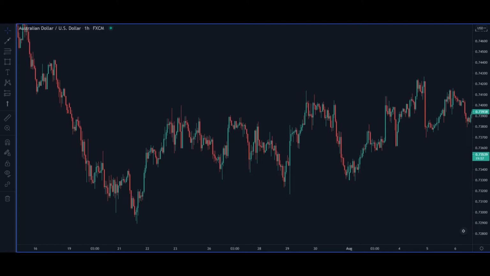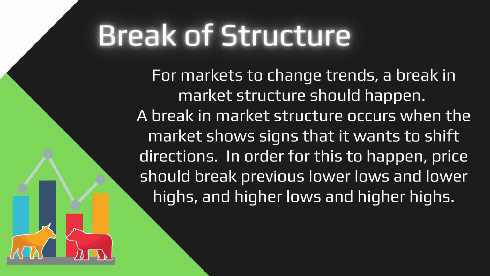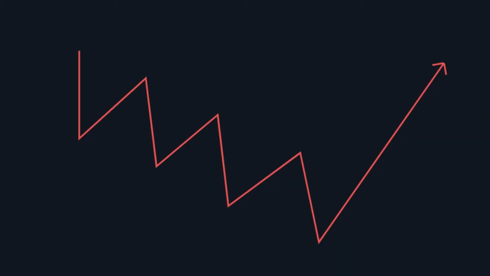But first, let's define break of structure. For markets to change trends, a break in market structure should happen. A break in market structure occurs when the market shows signs that it already wants to shift in direction. In order for this to happen, price should break previous lower lows and lower highs, as well as previous higher lows and higher highs. Let's look at some samples and how this would look like on the chart.